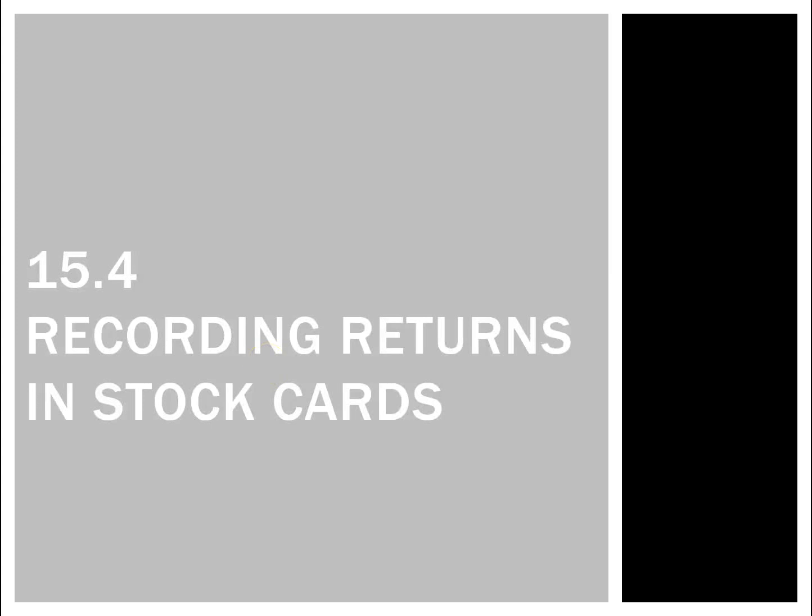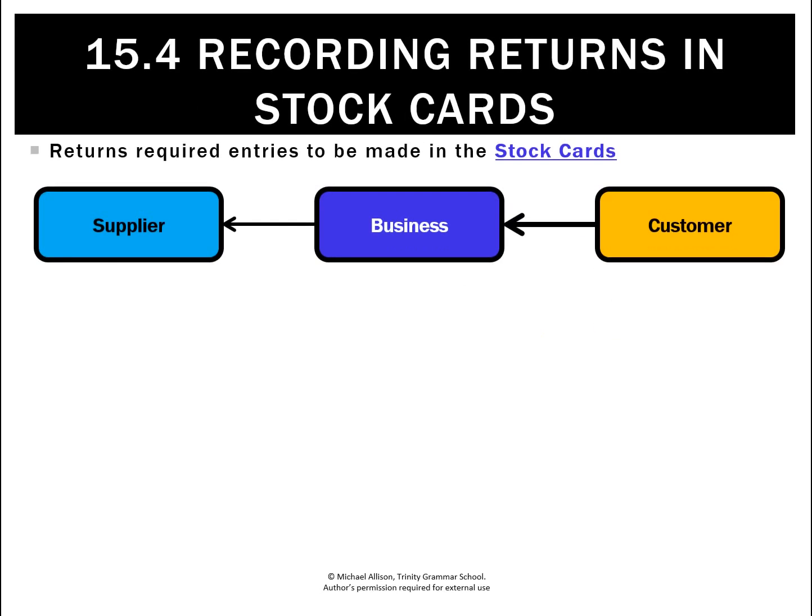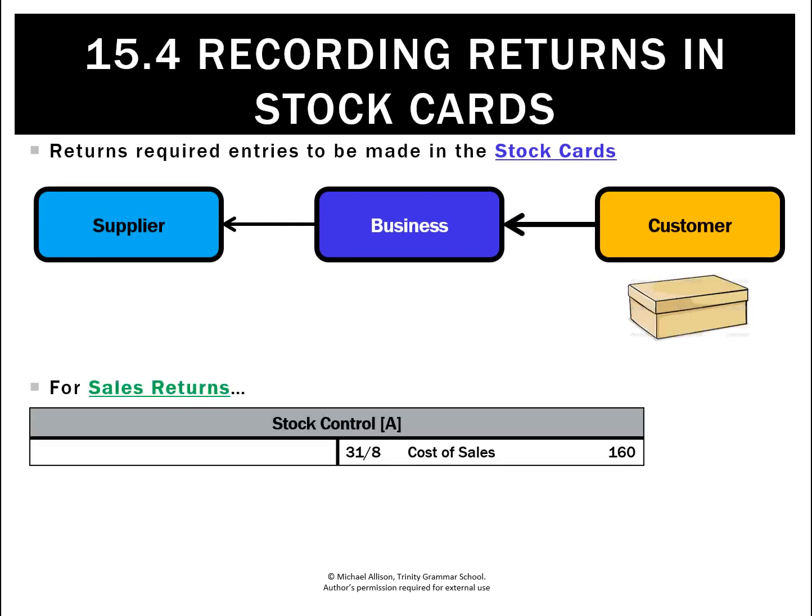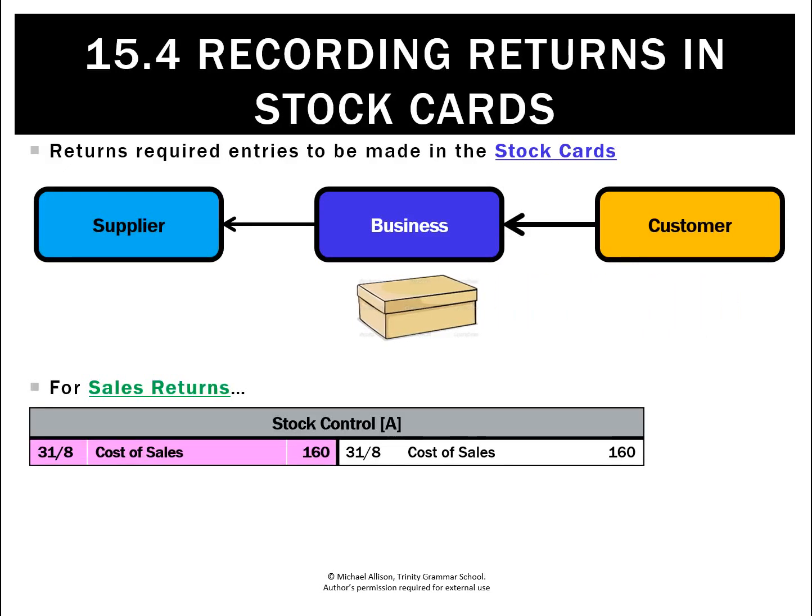Okay, so we've looked at how to process purchase returns and sales returns. Well, we better look now at how we actually record that in stock cards. Whenever we have a sales return, stock's coming back to the business, in this case the customer bringing it back to us. So we can see that made stock control go up with a debit, and that must be an in column entry, because whenever stock goes up, that goes in the in column of the stock card.